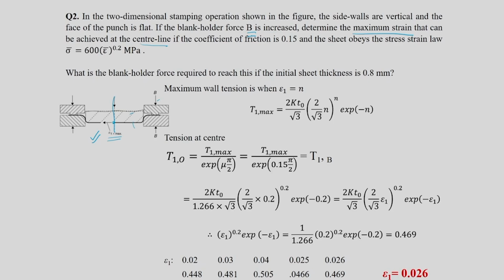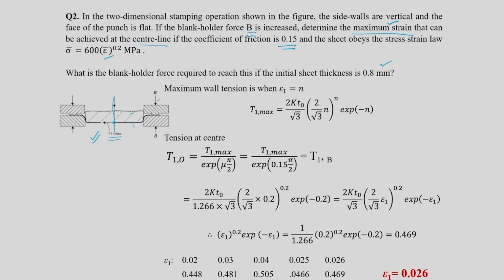When you increase B slightly, the strain epsilon 1 reaches its maximum. That is the situation. When you increase the blank holding force a little bit, the epsilon 1 value is going to be maximum. Then the coefficient of friction is 0.15, and the stress strain law is given as sigma bar equal to 600 epsilon bar power 0.12, with K and n given in MPa. They are also asking for the maximum strain as well as the blank holding force required to reach it, if the initial sheet thickness is 0.8, the same sheet which you have used before.